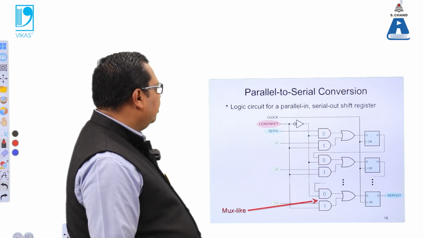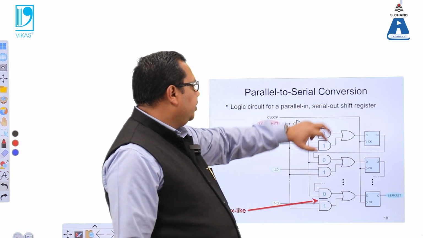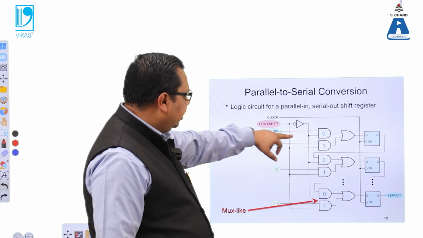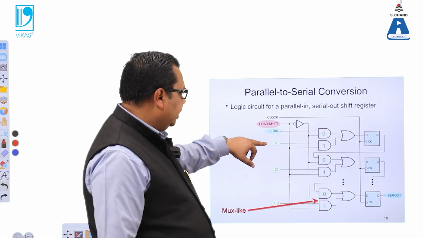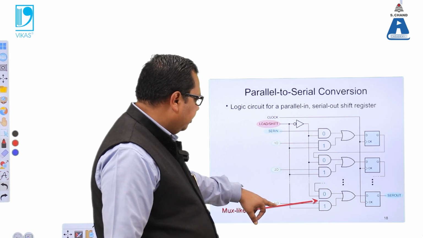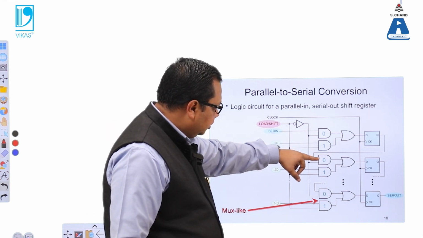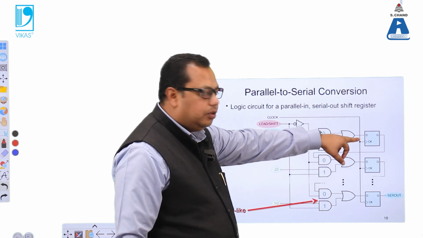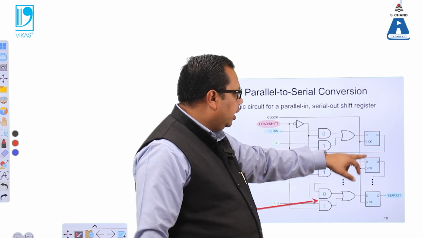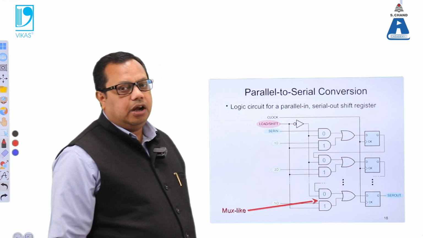Here it is a parallel to serial conversion. This is a logic circuit for the parallel in, serial out shift register. So from here, this is the load shift, there is a serial in 0 and then 1D and this is 2D, and this continues up to the nth number. So it is 0 1 0 1 0 1, and then in the output we are getting the output with a particular clock and the time pulses, and here we can see that this is the serial out.